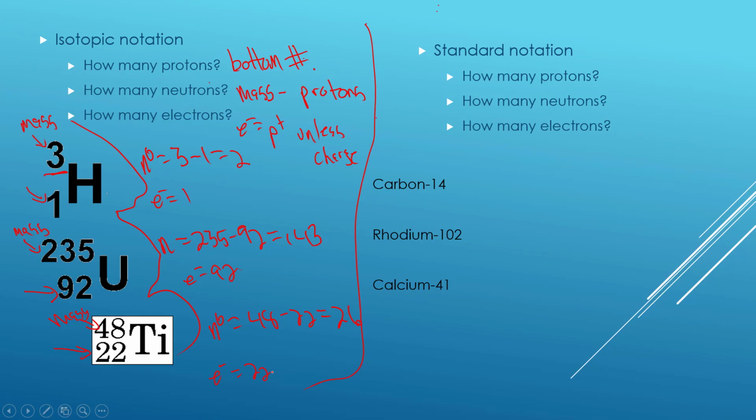Standard notation. How many protons? Well, this comes from the name, so you're going to have to look at your periodic table. Get out your periodic tables. If you look at the periodic table, you'll see that the whole number is the number of protons. So for carbon, the number of protons is 6 because the periodic table says 6. Rhodium's a little harder to find. It's in the middle. Rhodium's symbol is Rh, and that is number 45.